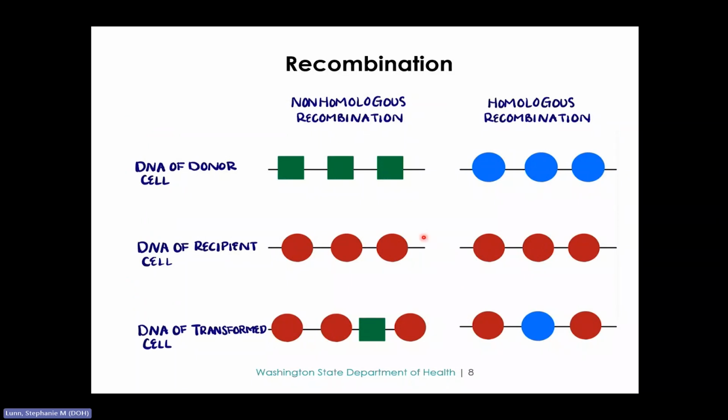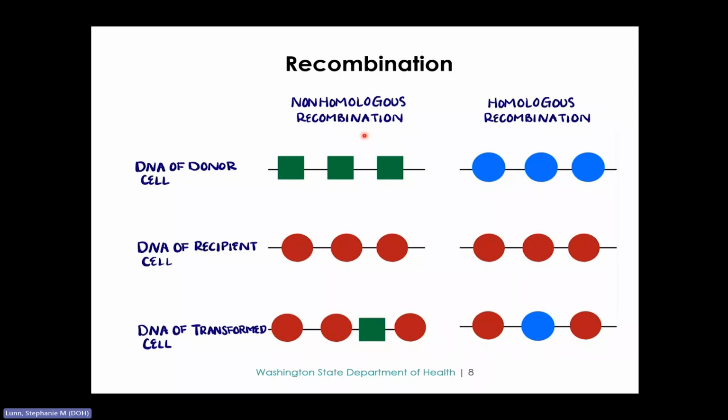So I have drawn the primary difference here between non-homologous recombination and homologous recombination. Both processes generally work a little bit differently. Another way to distinguish between the two is this sort of conversion of the DNA sequence in the transformed cell after recombination has occurred. So let's start with non-homologous recombination.